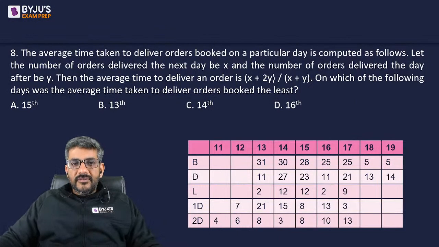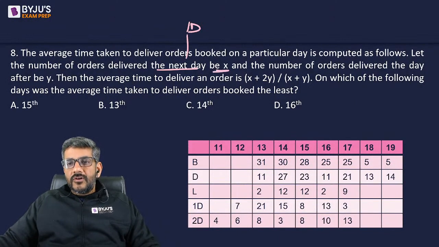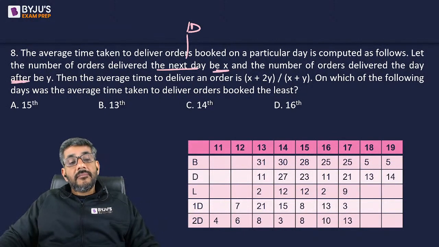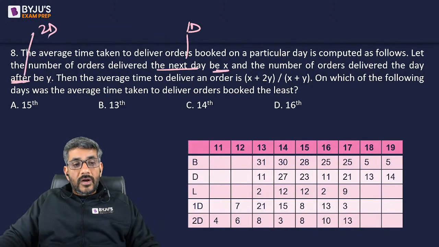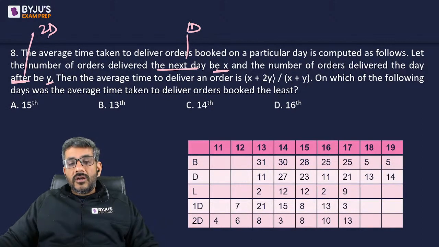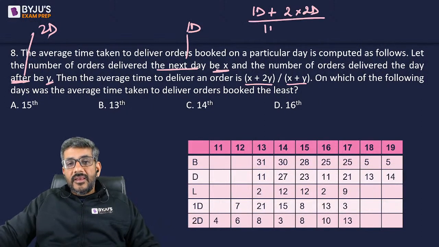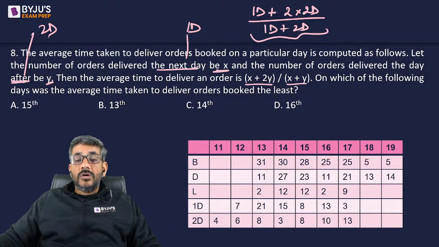Let the number of orders delivered the next day, which is 1D, is equal to X, and the number of orders delivered the day after, मतलब 1D के भी बाद, that is 2D, is Y. Then the average time to deliver an order is X plus 2Y by X plus Y. It is like 1D का figure plus twice of 2D का figure divided by 1D का figure plus 2D का figure. On which of the following days the average time was least?